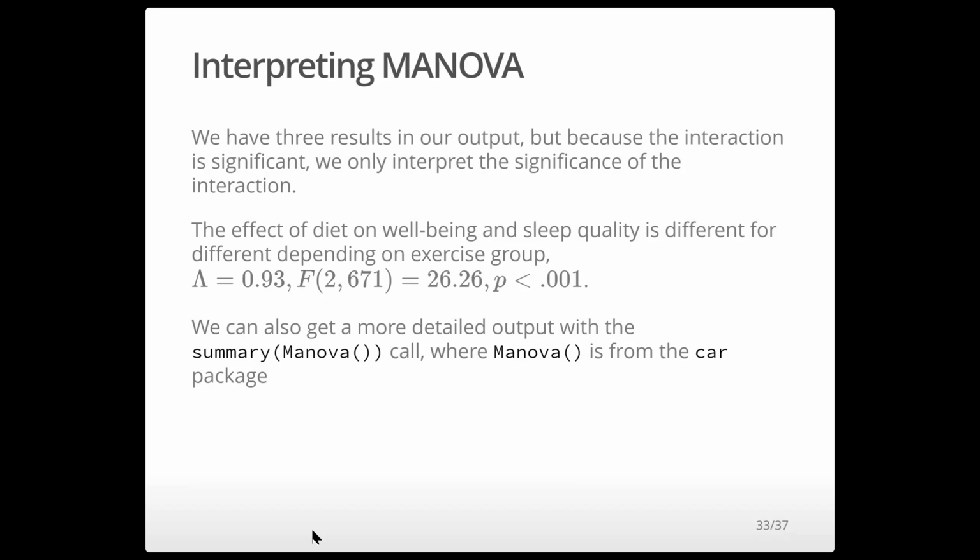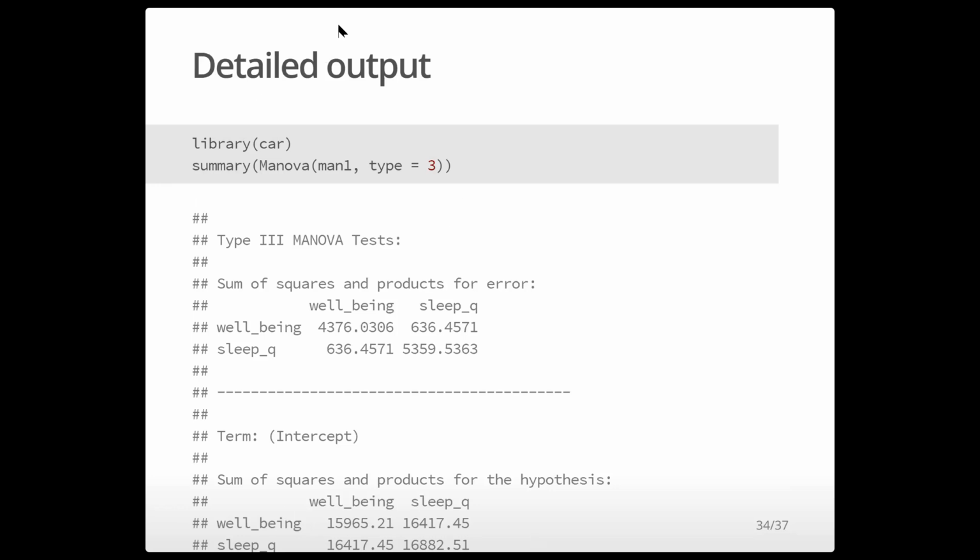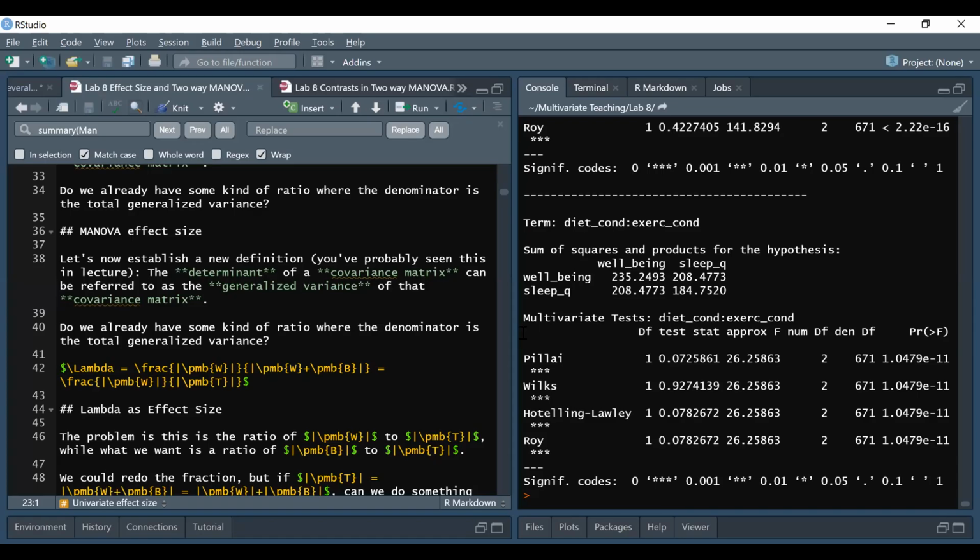We could also get a more detailed output with the summary MANOVA call, where this is the MANOVA from the car package. And so this is a really long output. I need to share a slightly different screen to show you. So let me show you that. I already pulled it up.